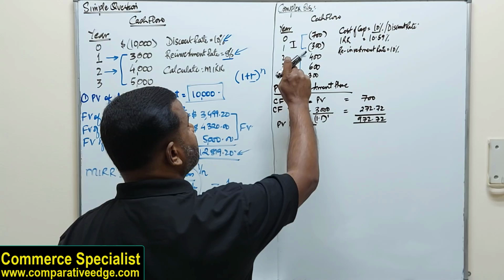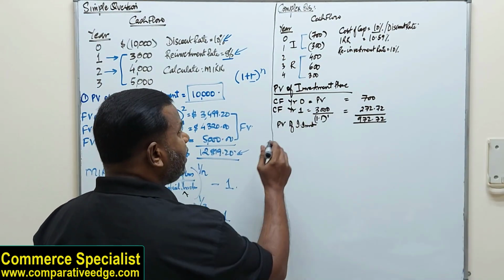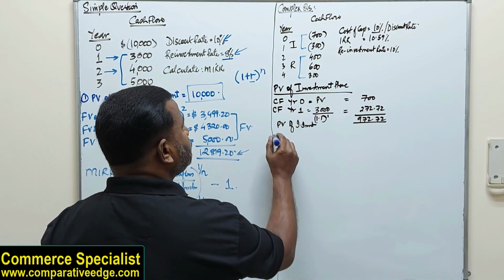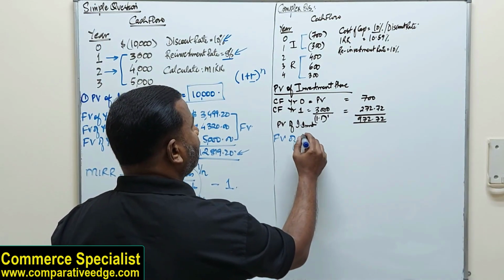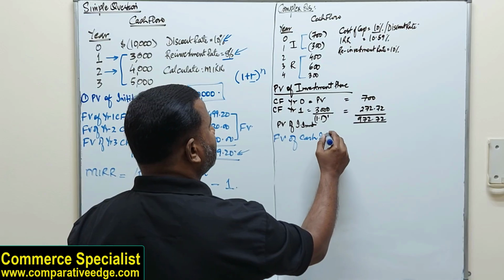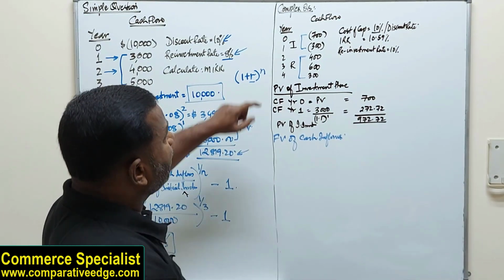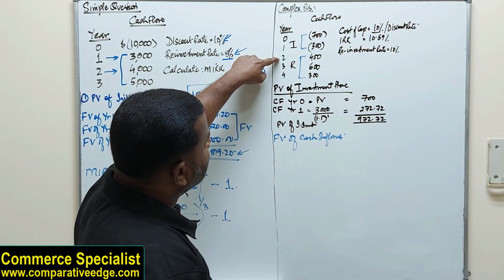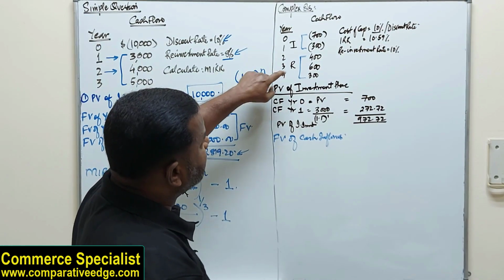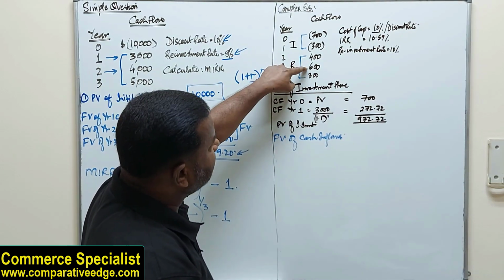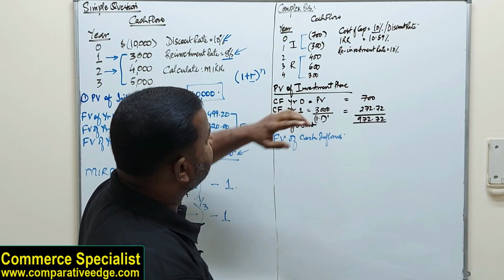Now the second stage is the return stage. Here we need to calculate the future value of cash inflows. So please remember, what you're getting in year 2 is invested for another 2 years. This 400 is invested for another 2 years, this 600 is invested for 1 year and 300 remains the same.